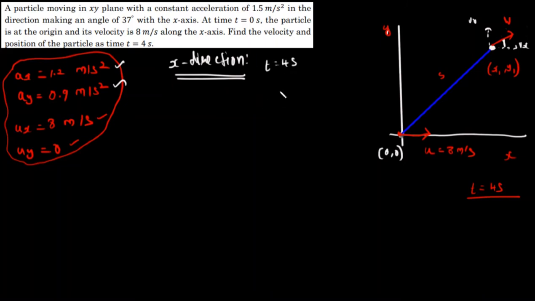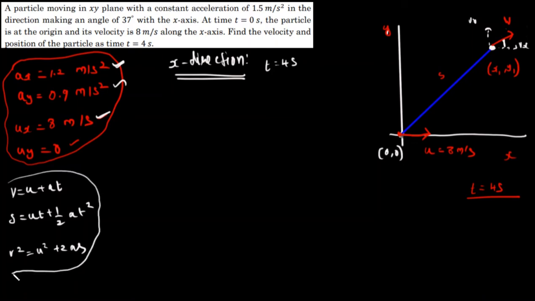Now what formula can I use? I know the initial velocity in the x-axis, and I know the acceleration along the x-axis, which is constant. So for constant acceleration we can use those three equations. I hope you remember them: v is equal to u plus at, s is equal to ut plus 1 by 2 at square, and v square is equal to u square plus 2as. From these three equations, which equation will suit us now? We know the velocity, we know the acceleration, we know the time taken also.